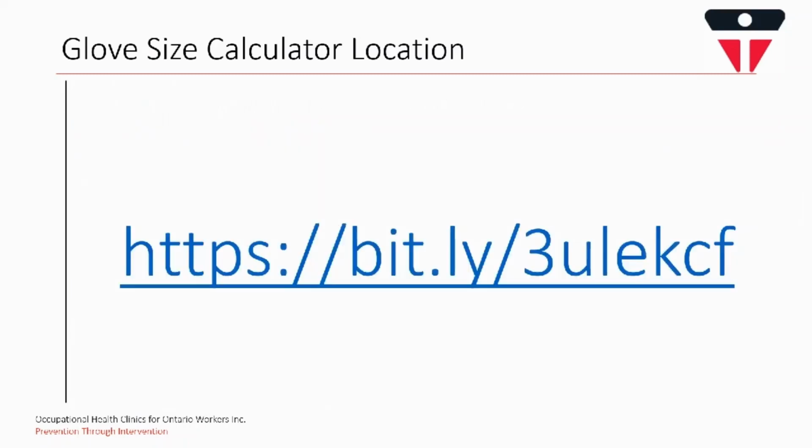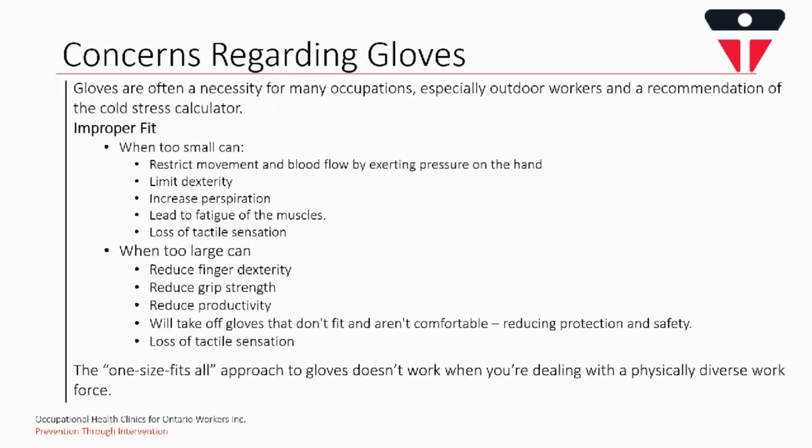So gloves are often a necessity for many occupations, especially outdoor workers, and were one of the recommendations based on the cold stress calculator. However, when a glove is too small, it can restrict movement and blood flow by exerting pressure on the hands. It limits dexterity, increases sweating, can lead to fatigue of the muscles, and a lack of tactile sensation.